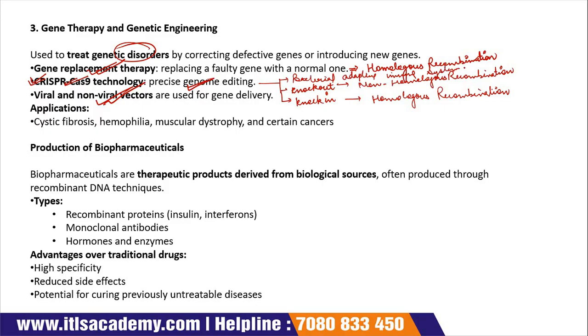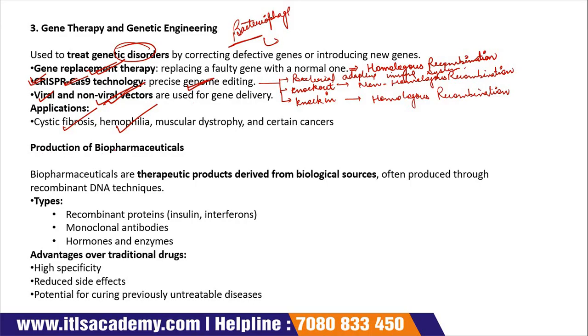Okay. Viral and non-viral vectors. Here we use a virus like a bacteriophage as a vector to deliver our gene of interest. Examples are cystic fibrosis, hemophilia, cancer, muscular dystrophy, etc.